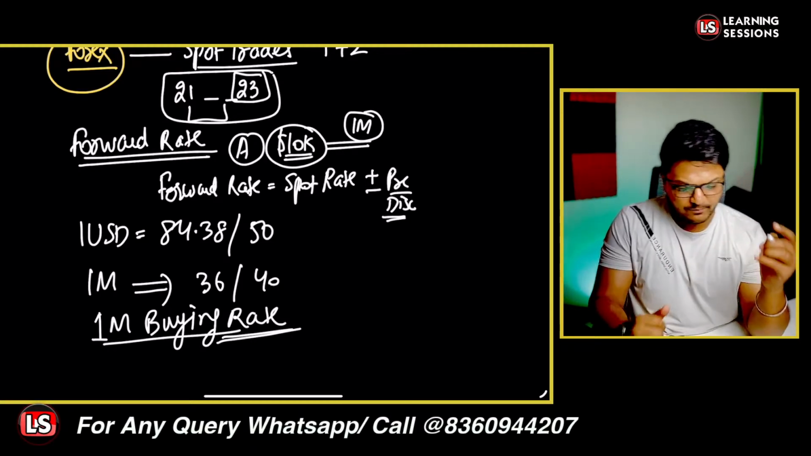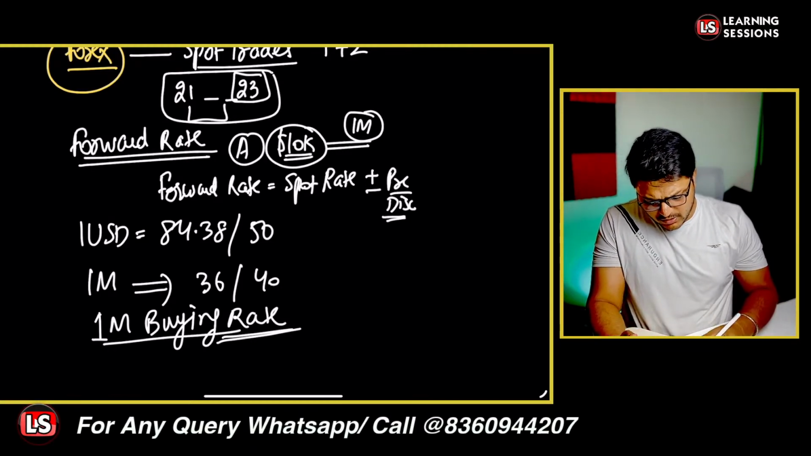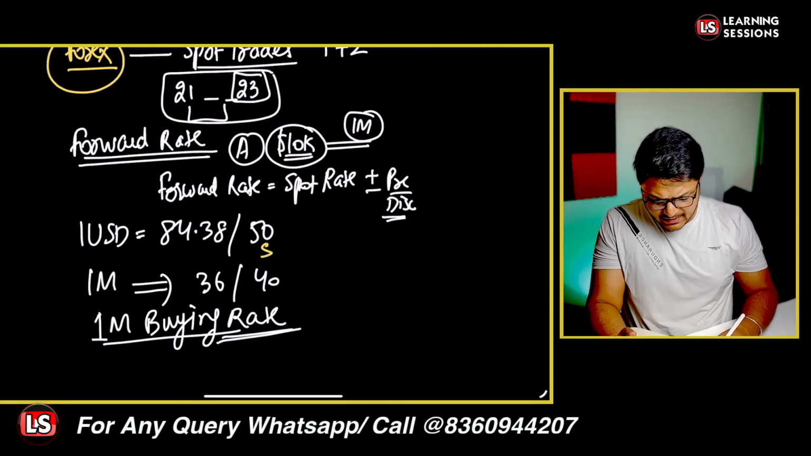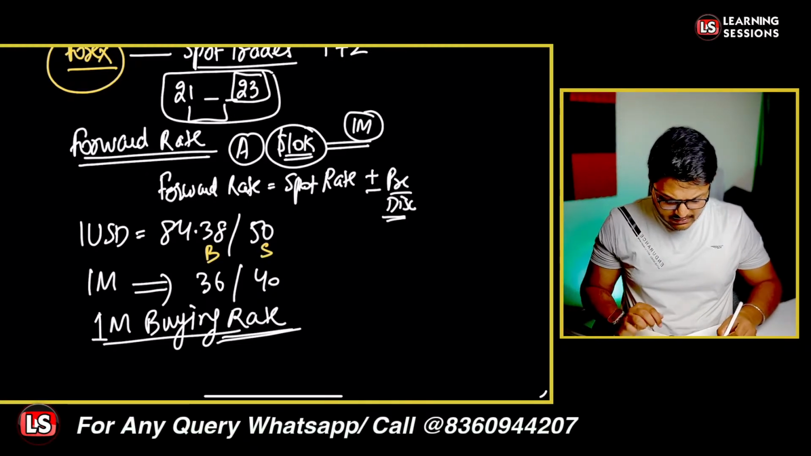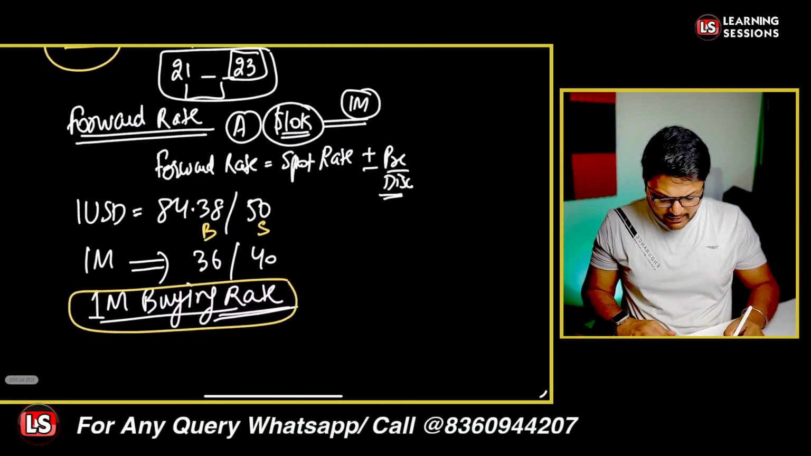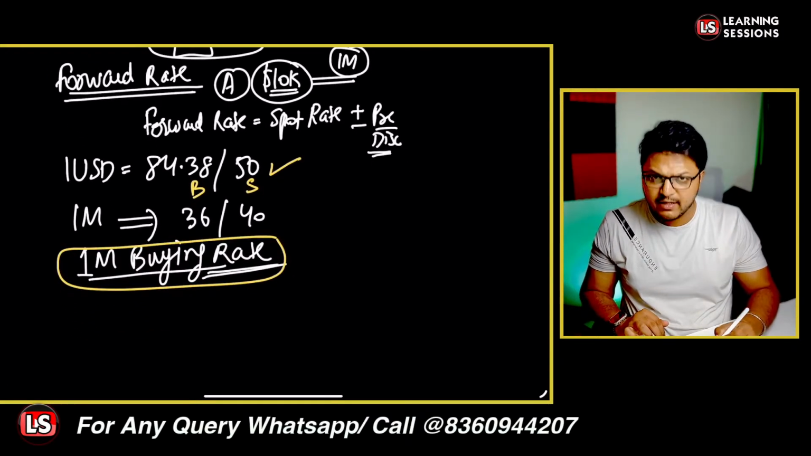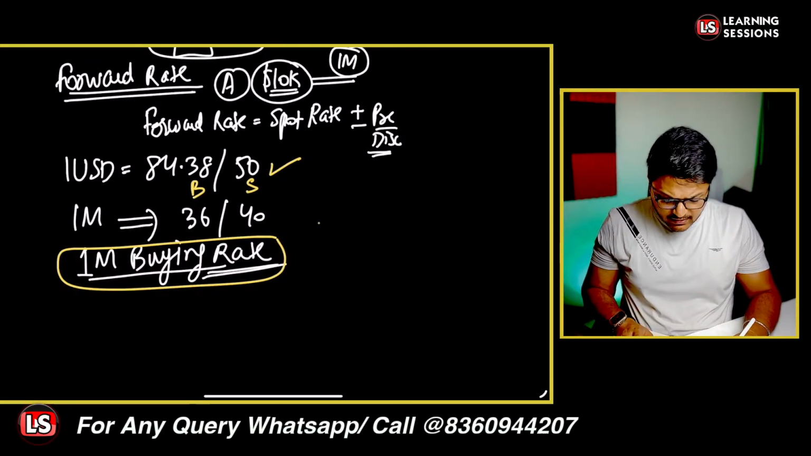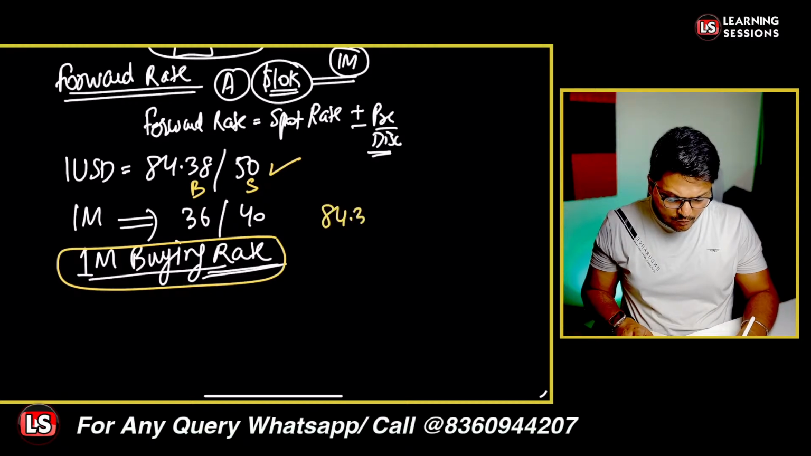Let's have a look at it. Now the rate on the right side is particularly the selling rate. The rate on the left side is the buying rate over here. So buying rate we were to basically consider, so we'll be considering the spot rate. So this particular rate which is given over here, it is a spot rate. So first of all, we'll be considering the spot rate, that is 84.38.